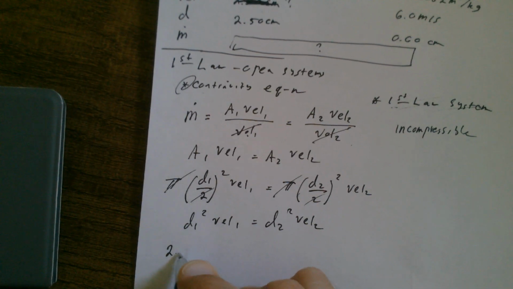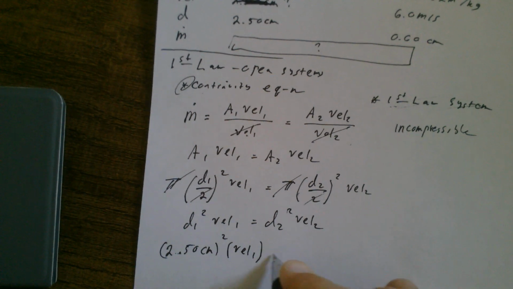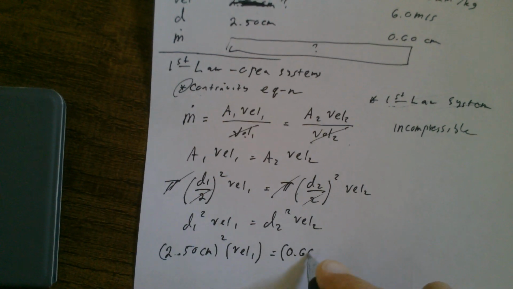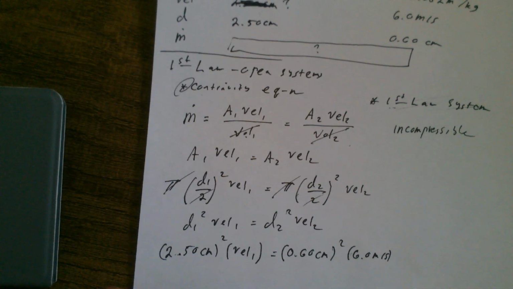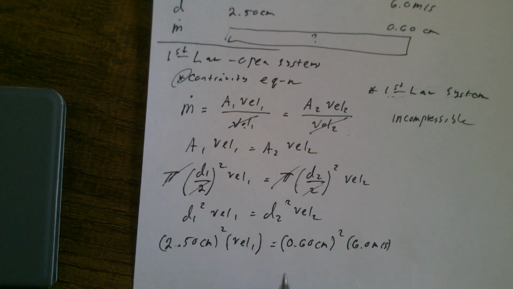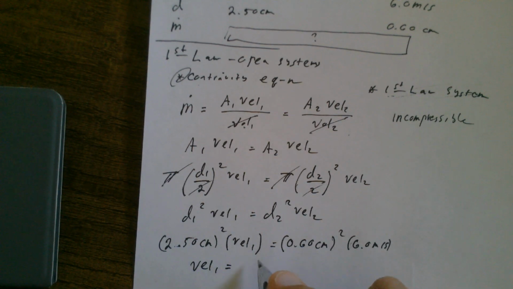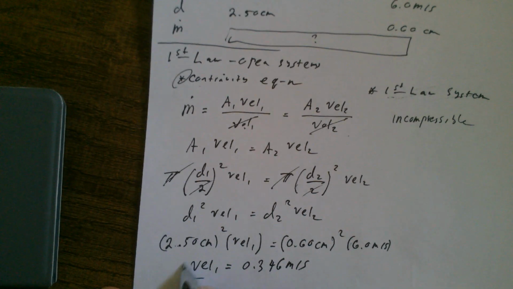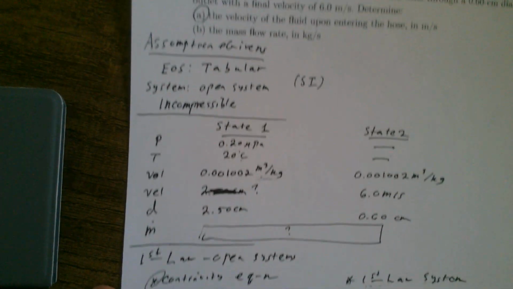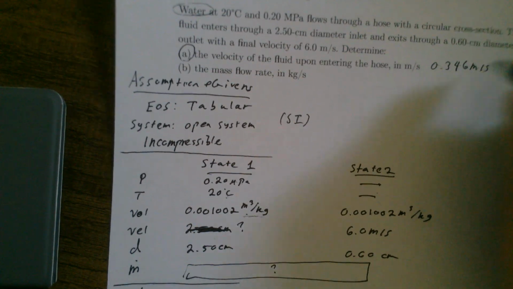So I will put 2.50 centimeters squared times vel1 is equal to 0.60 centimeters squared times 6.0 meters per second. Then it's just easy to solve for velocity 1. Just divide through by 2.5 squared, and I get that the initial velocity is going to be 0.346 meters per second. And that solves part A. So we know here, this guy here is 0.346 meters per second.